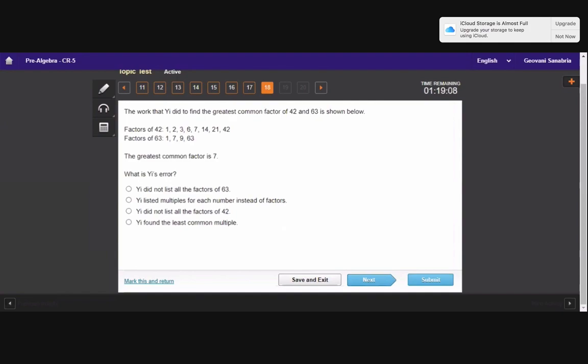Okay, so the factors mean that they all go into those numbers. So the factors of 42 means you could do 42 divided by 1 and get a whole number, 42 divided by 2 and get a whole number, 42 divided by 3, and so on. So if those are correct, then let's see. I'm going to check those first. Okay, I'm checking.